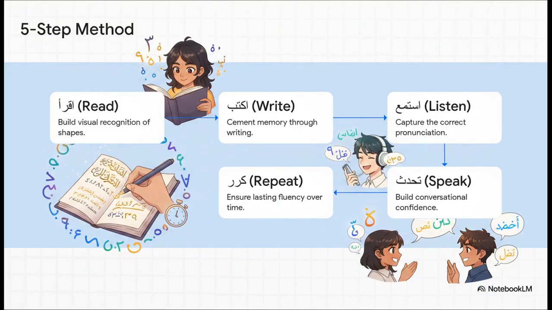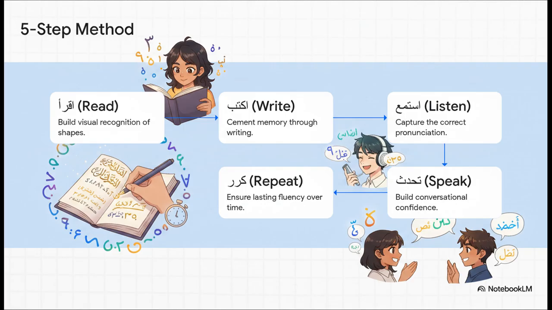Okay, pay attention because these 5 steps are your ultimate learning framework. Step 1 is Iqra, or read. This builds your visual recognition of word shapes and number columns. Step 2 is Uktub, or write. The physical act of copying the phrases and numbers by hand permanently cements their structure right into your visual memory. Step 3 is Istami, or listen.